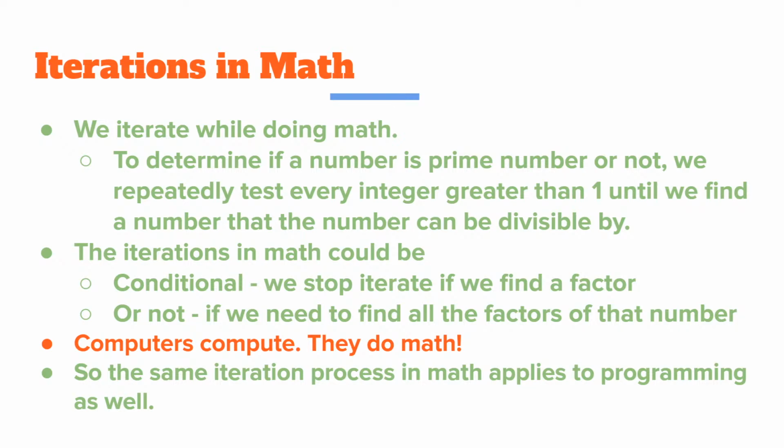Iterations in math can be called either conditional or not conditional. Conditional iteration means that you stop iterating if a certain factor is found. This is like the if statement within a for loop. And if it's not conditional, we need to find all of the factors of that number. This shows how iteration in math occurs, and once we understand how it occurs in math, it's much easier for us to implement in programming. Just like last time, computers compute, which essentially means that they do a lot of math, and so the same iteration processes in math apply to everything in programming. I'll let you read over this slide.